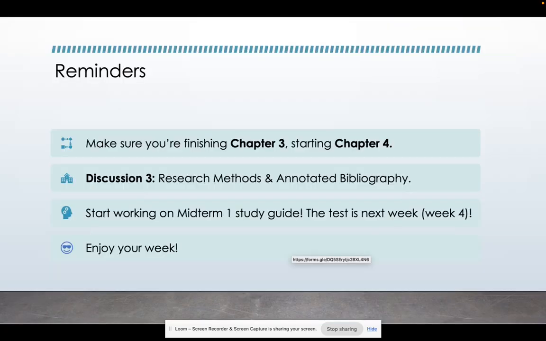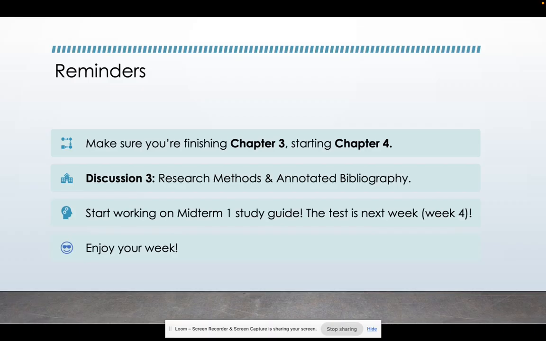Again, just as far as reminders, make sure you're finishing chapter 3 and starting chapter 4 by the end of this week. So we're focusing on chapter 2 this week for lecture purposes, but you should be finishing chapter 3 and starting chapter 4 in preparation for next week, because next week, by the end of the week on Sunday, you will be taking the midterm exam, and that covers chapters 1, 2, 3, and 4.